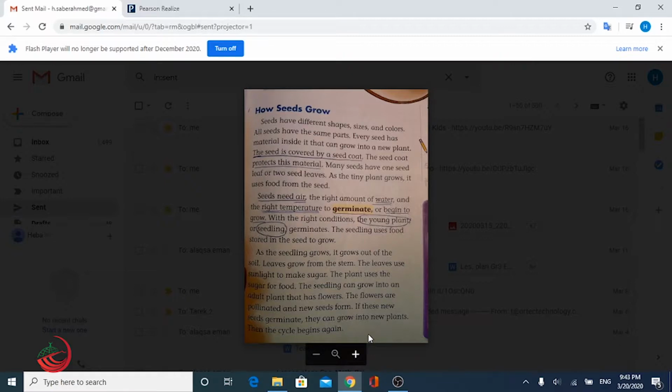The leaves use sunlight to make sugar. The plant uses the sugar for food. The seedling can grow into an adult plant that has flowers. The flowers are pollinated, and so on. They are pollinated, then the seeds form. Then when I put them into the right conditions of air, right amount of water, and right temperature, they will germinate, and the cycle begins again and again and again.